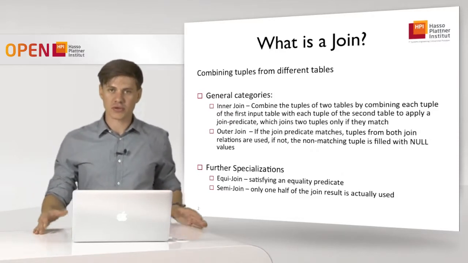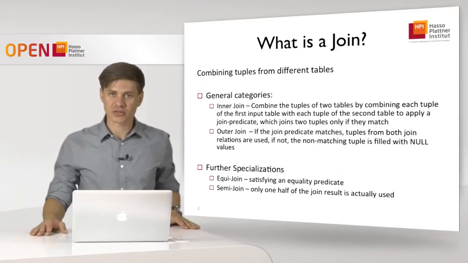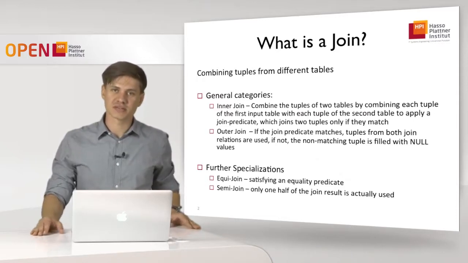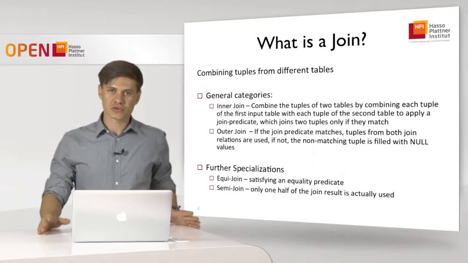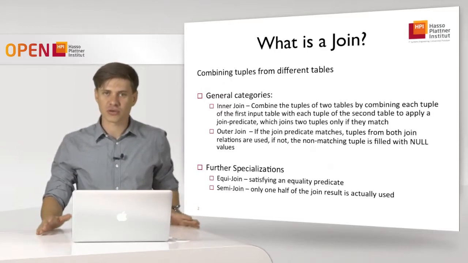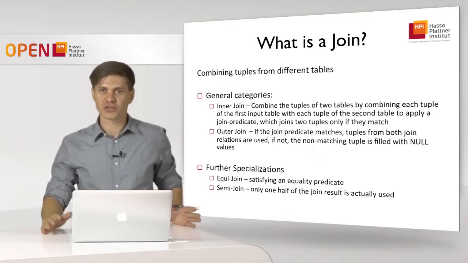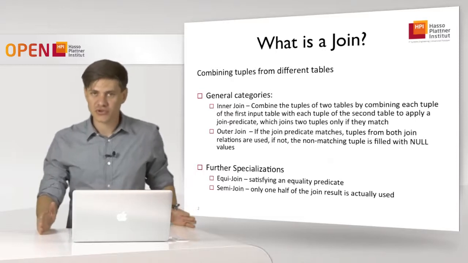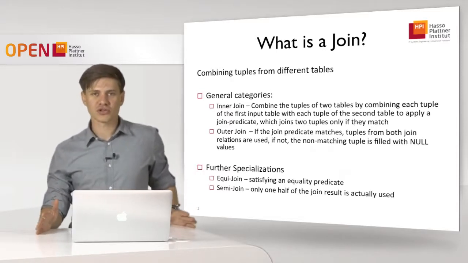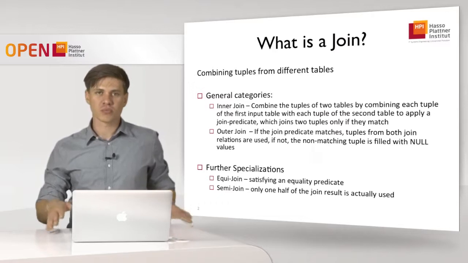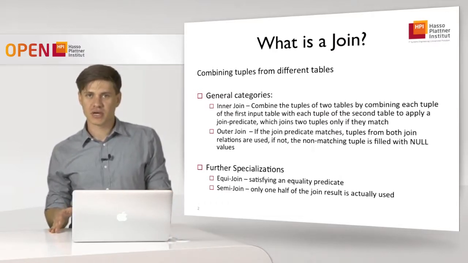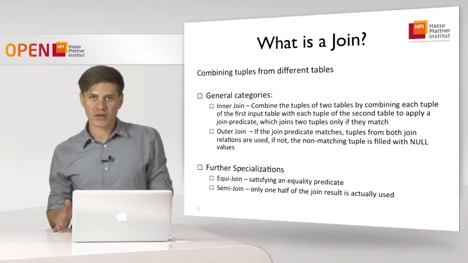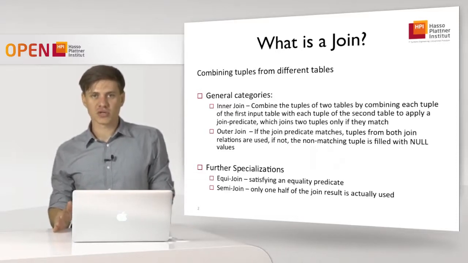First we will talk about what is actually a join operation. The join operation combines tuples from different tables. There are two general categories of a join, which is an outer join and an inner join. The standard version of that is the inner join. In an inner join we combine tuples from both tables only if the join predicate matches. In the outer join, we combine the tuples also if the join attribute doesn't match.